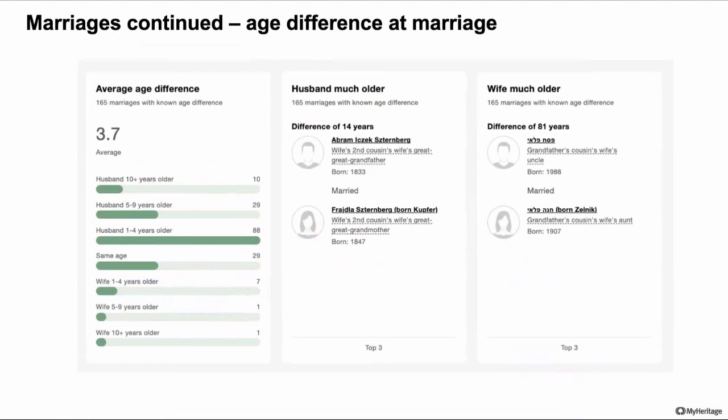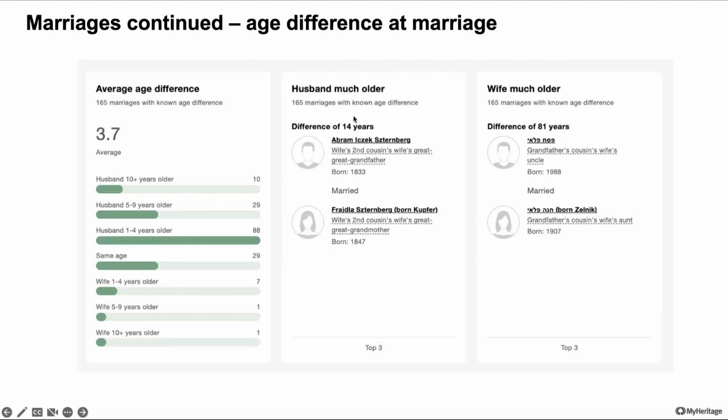And the last one in the marriage section is highlighting the age difference between husband and wife in a marriage. The average is 3.7 years, with the husband being older than the wife. And we see that the husband is 10 or more years older than the wife in 10 cases, 5 to 9 years older in 29, and so on. So I can see that, and I can see the maximums of each one.